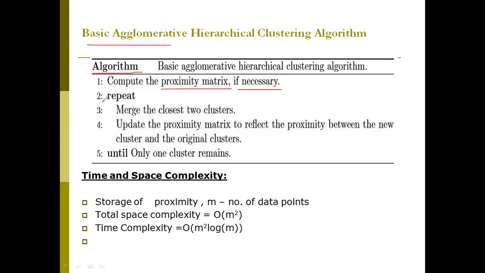And in step 2, you repeat the below steps. What are those? Merge the two closest clusters. It is for merging, which means agglomerative hierarchical clustering. It's not for divisive. In agglomerative, we perform the merging concept, right? So first, you merge the two closest clusters, and then update the proximity matrix to reflect the proximity between the new cluster and the original clusters.